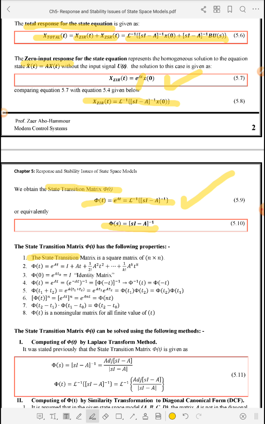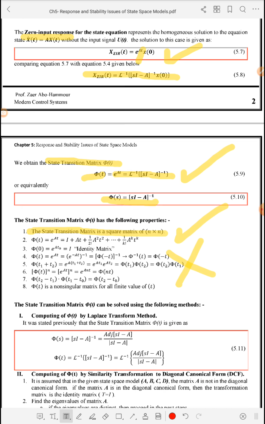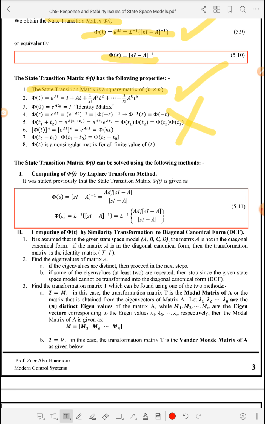We are interested in only the first one, and the remaining we are not interested in discussing at this stage. The most important thing about phi of t, the state transition matrix, is that it is a square matrix, and its dimension or size is n by n. So we are interested in the next slides in obtaining this state transition matrix, and we will cover two methods or three methods, where two of them can be applied, not the three of them.